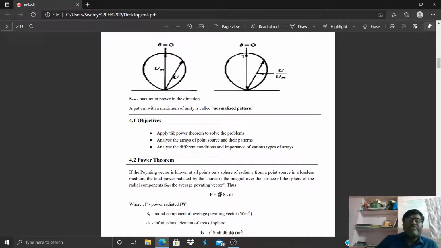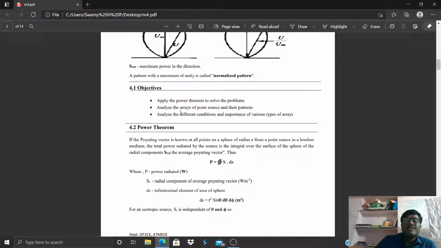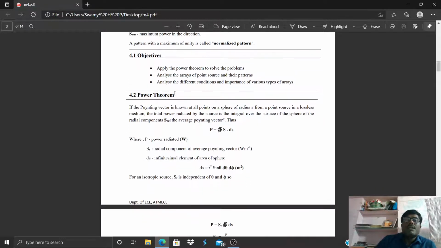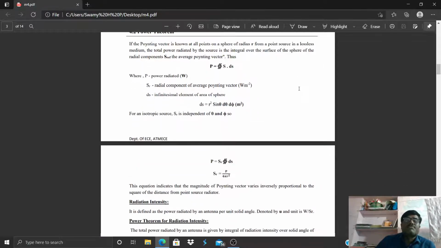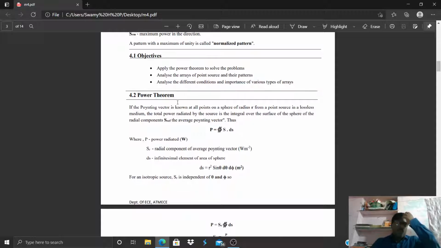Now in this topic you have objectives like this: apply the power theorem to solve problems, analyze arrays of point sources and their patterns, and analyze the different conditions and importance of various types of arrays. Now the next topic is the power theorem.